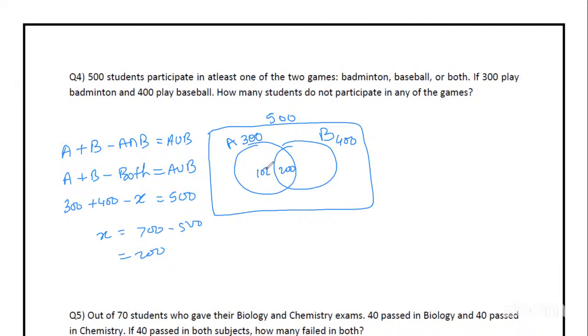That makes only badminton 100, only baseball 200. And if I add these, it gives me 500. So all the 500 are within the region. So how many students do not participate in any of the games? So that'll be 0. So that way, this question, if used grid method, would be easier to solve. But then it depends from student to student.